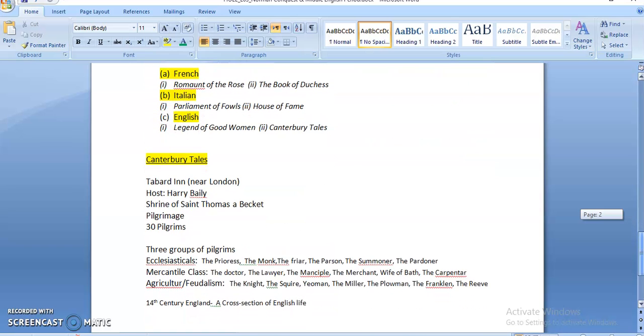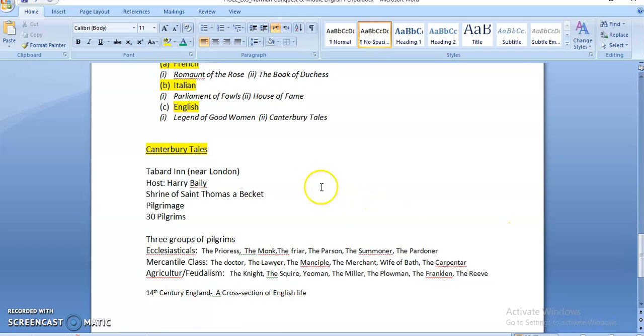Now quickly I would like to touch upon Canterbury Tales. Canterbury is actually the name of a place where there is a shrine of Saint Thomas a Becket. So every year people visited this shrine, and it was a kind of pilgrimage. So once there were 30 pilgrims who wanted to visit this shrine. They reached Tabard Inn. This is pronounced in different ways, and it is now up to you how you pronounce it. It is located near London.